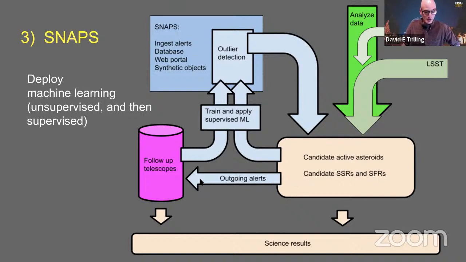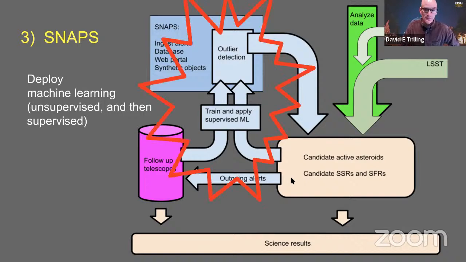That's what those stand for. We issue outgoing alerts to our follow-up telescopes. We also take these candidates and we train and apply our supervised and unsupervised machine learning approaches to improve our outlier detection scheme. And then we go back and we can analyze the data again. And at the end, of course, we have our science results at the bottom. Okay, so I'm not going to talk about this machine learning. That's the subject of a whole other talk, and it's being led by my colleague, Mike Gowanlock in our computer science department. But I do want to highlight that it's part of our processing.